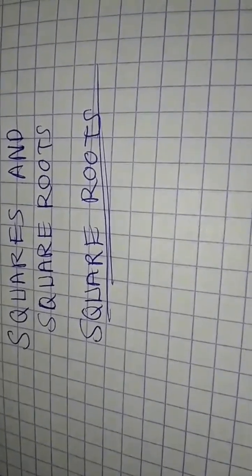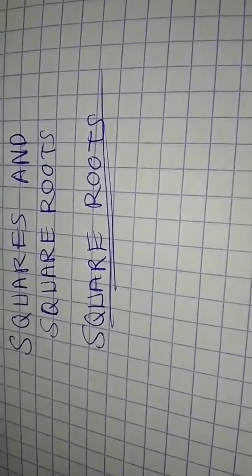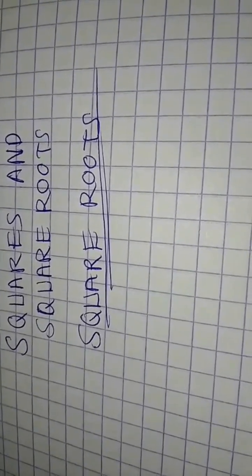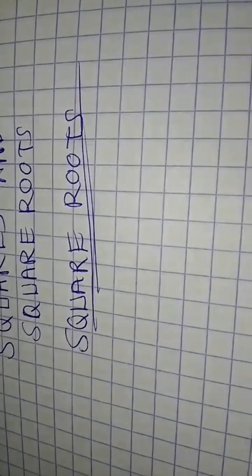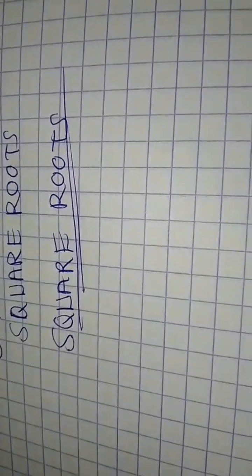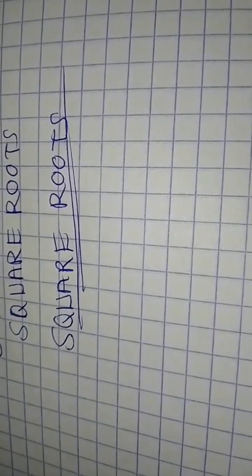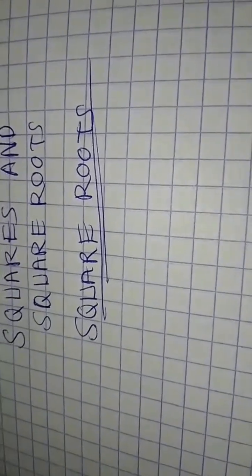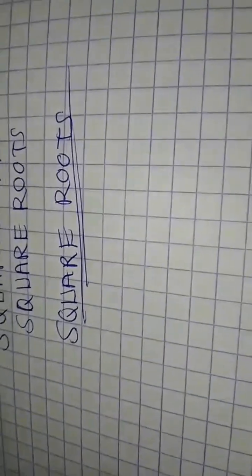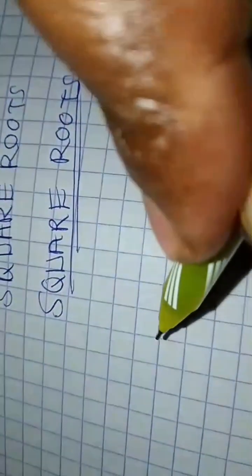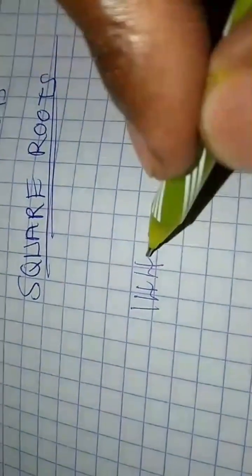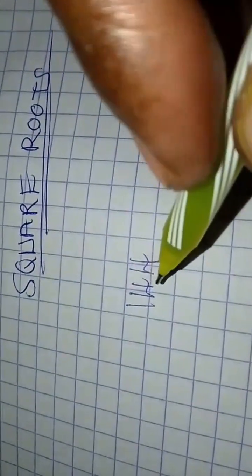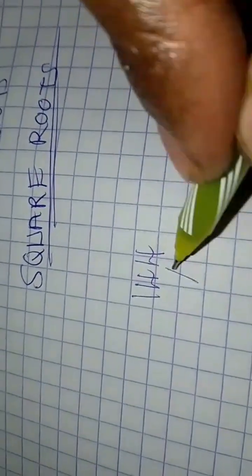Hello learners, today we are going to study about square roots under the topic of squares and square roots. So, a square root is obtained when a number is expressed as a product of its prime factors. For example, you can be asked to obtain the square root of 144. To obtain the square root, you should express the number as a product of its prime factors.